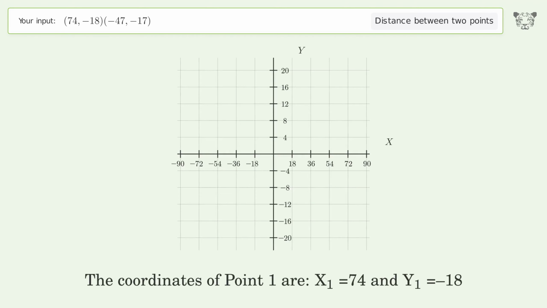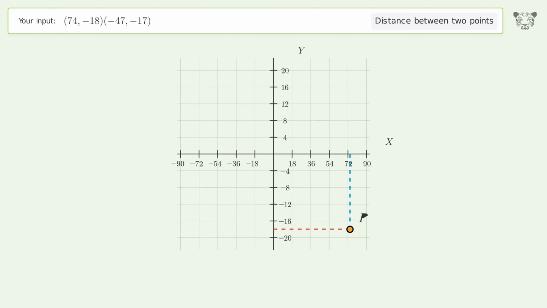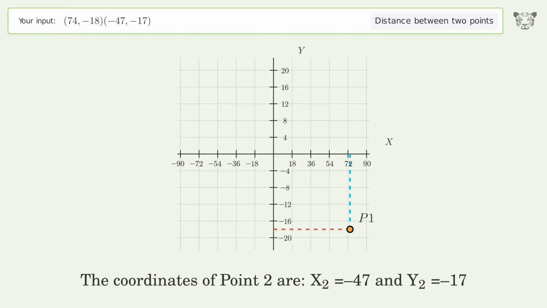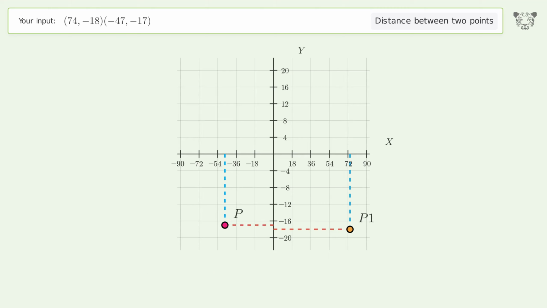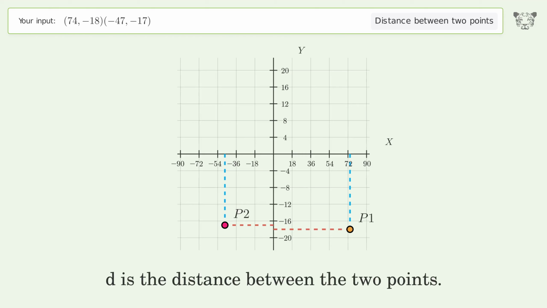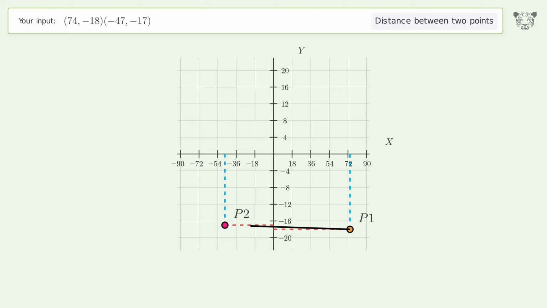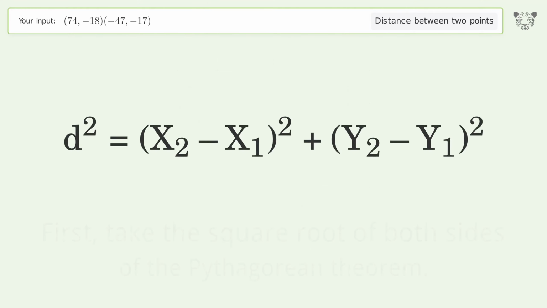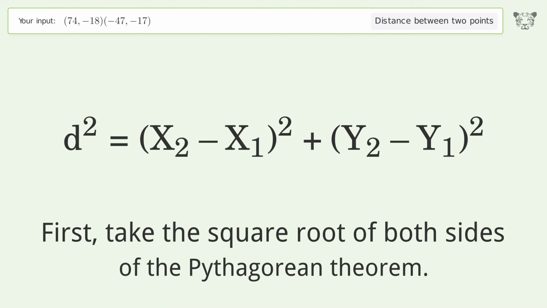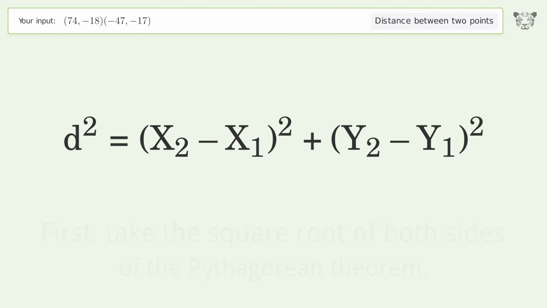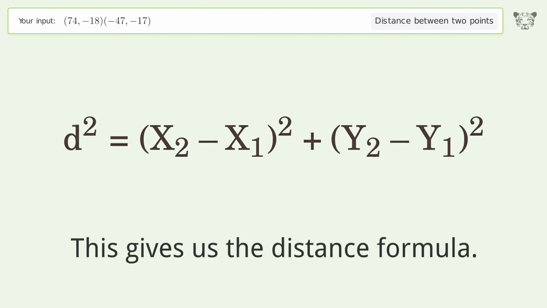The coordinates of point 1 are x1 equals 74 and y1 equals -18. The coordinates of point 2 are x2 equals -47 and y2 equals -17. D is the distance between the 2 points. First, take the square root of both sides of the Pythagorean theorem. This gives us the distance formula.